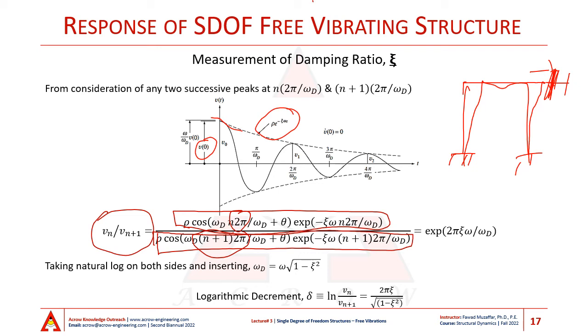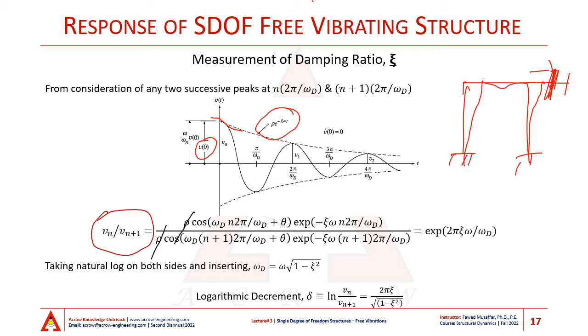And if we do that, then we note that rho cancels with rho, right? And so, if we are monitoring the response at peaks, then cos of omega d t and cos of omega d t plus 2 pi over omega d, plus theta, will be exactly equal to this. They will cancel each other out.